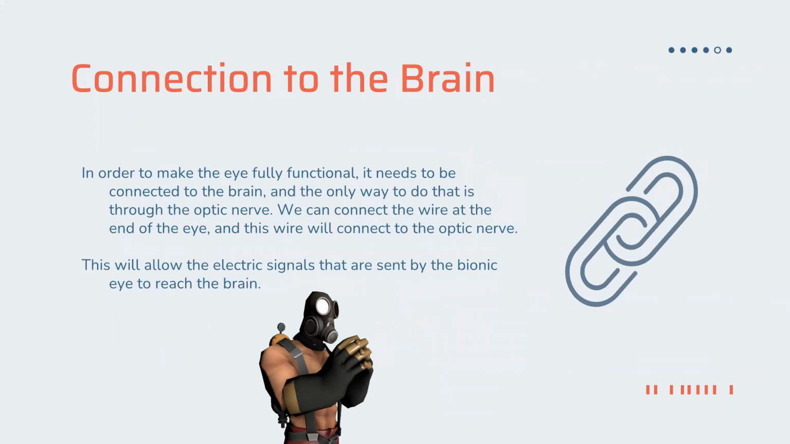And in order to connect our product to the brain, which is the most important part so the eye can function properly, we need to connect it through the optic nerve, which is the only way to connect the eye to the brain. So we're gonna do that by putting a wire at the end of our artificially made eye and connect it to the optic nerve so the electrical signals can travel smoothly through one piece or one tube or one nerve or end wire.